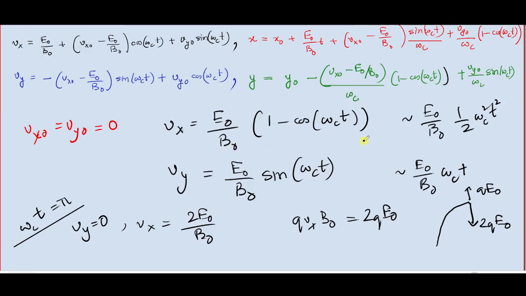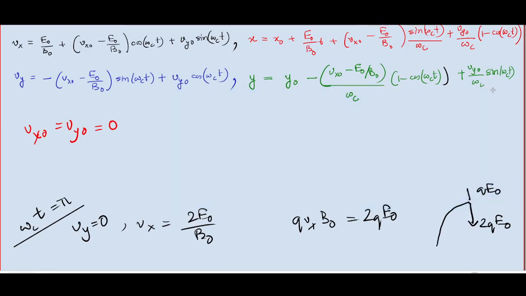Notice that Vx is throughout positive. 1 minus cosine omega ct can never be negative, which means the particle will always have a rightward motion. It will never go back to the left. Whereas Vy goes from positive to negative in cycles, so the particle can go up and down, as we have already seen before. Let's try to look at what this says about the shape of the trajectory, that is, what this says about the way x and y behave.